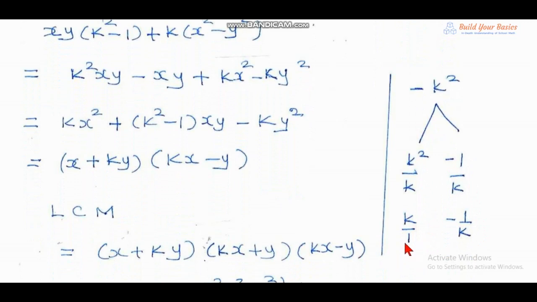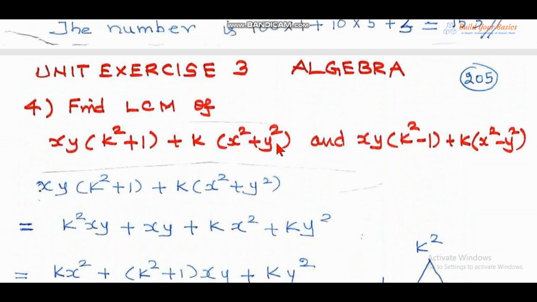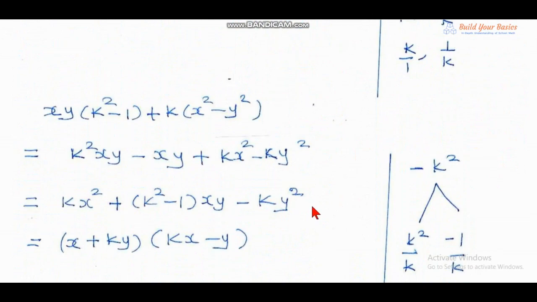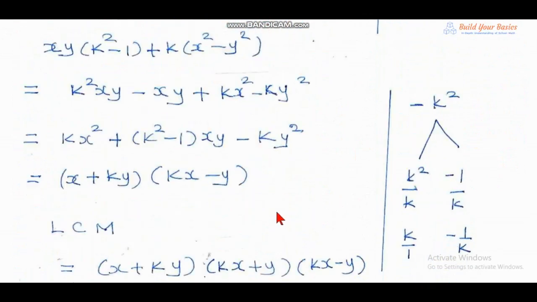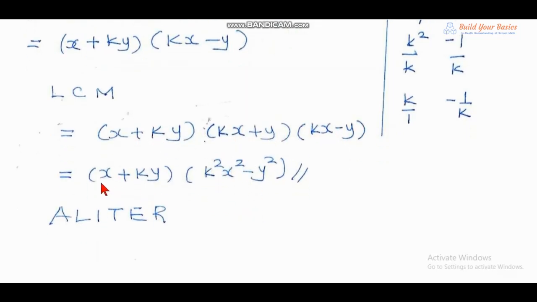Start with the denominator. Use x and y. So x plus ky into kx minus y. So we have the first expression factorized, the second expression factorized. Then we can find the LCM as x plus ky into kx plus y into kx minus y. The last two terms are a plus b into a minus b, so k squared x squared minus y squared. LCM is x plus ky into k squared x squared minus y squared.